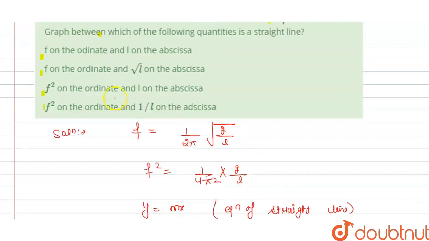Now we check which option is correct here. f squared and 1 divided by L on the abscissa, so our option D is correct.